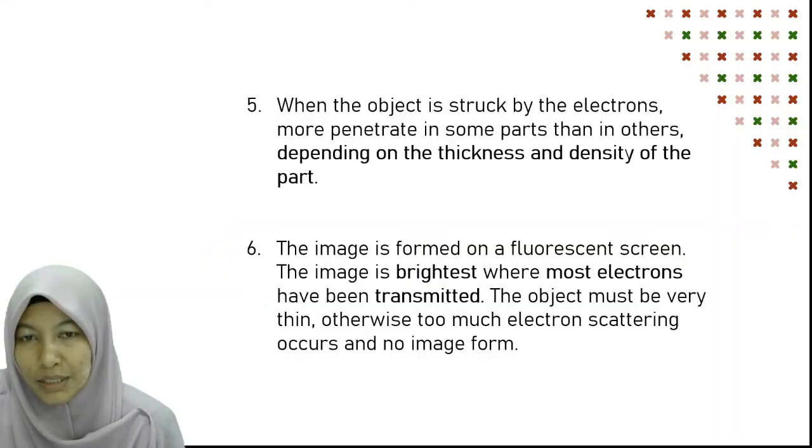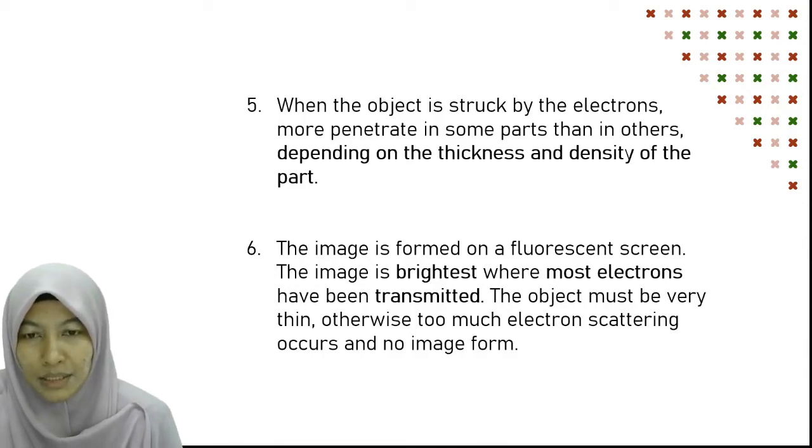So untuk kita melihat image tu, kita kena pastikanlah kita punya sampel tu mesti nipis lah, dan supaya senang untuk elektron tu penetrate the object.